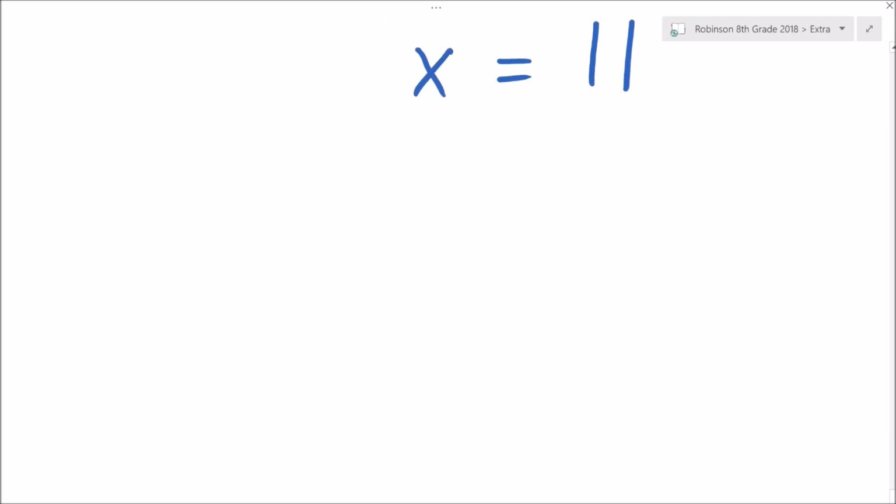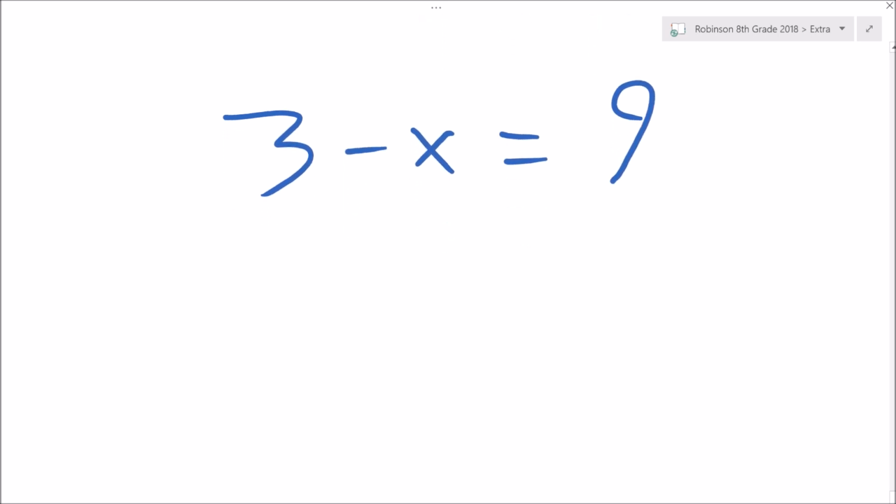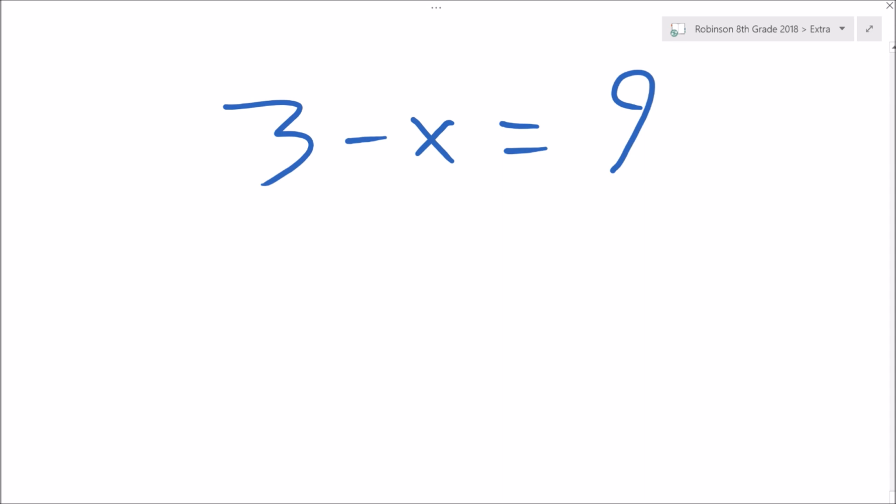For a different example, we could have 3 minus x equal to 9. Now, I like a problem like this because it looks like it's a one-step equation. There's only one thing happening. The issue is what's really going on here is we are taking the opposite of x and then adding 3 to it. And that is equal to 9. So we need to go through those steps in reverse.